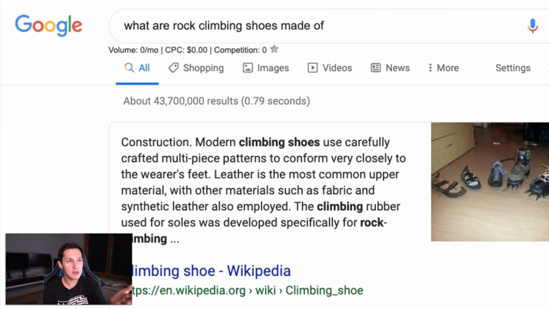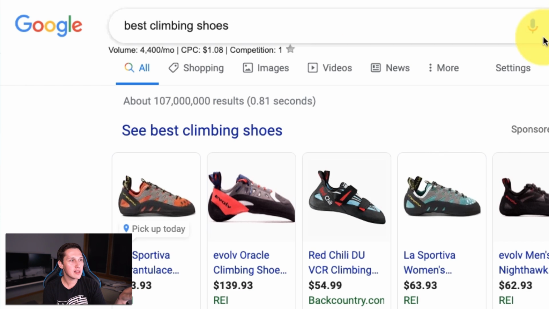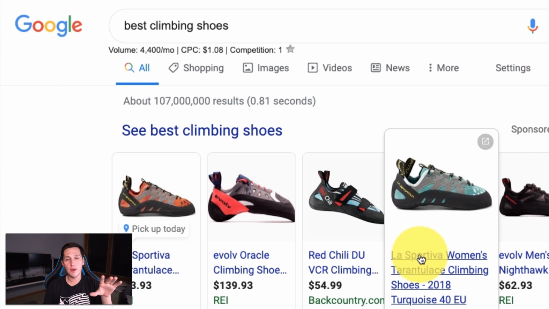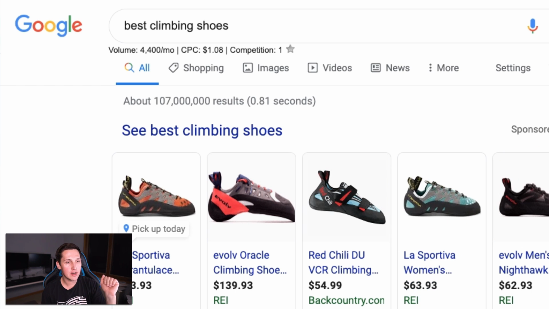Let me give you some examples of more good ones. Best climbing shoes. So if someone's looking for the best climbing shoes, they're probably a pretty serious rock climber. They want the shoes that are, you know, gonna be the best. But we could get even more specific than that, and let me give you some examples. So the more specific you get, the closer you're going to get to the buyer, and the easier it's going to be to rank that keyword as well, in my experience.